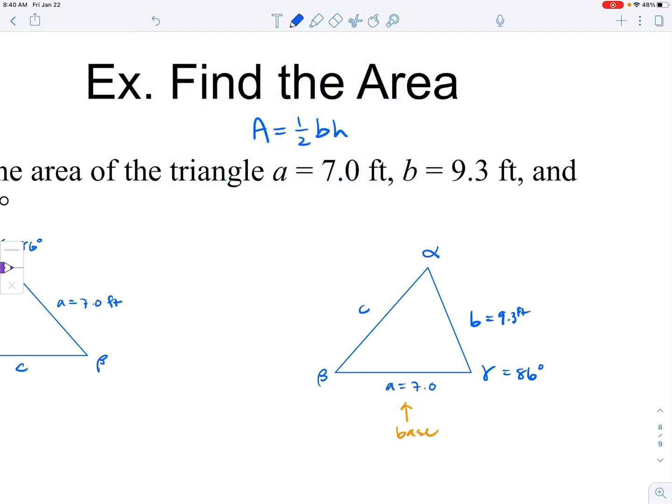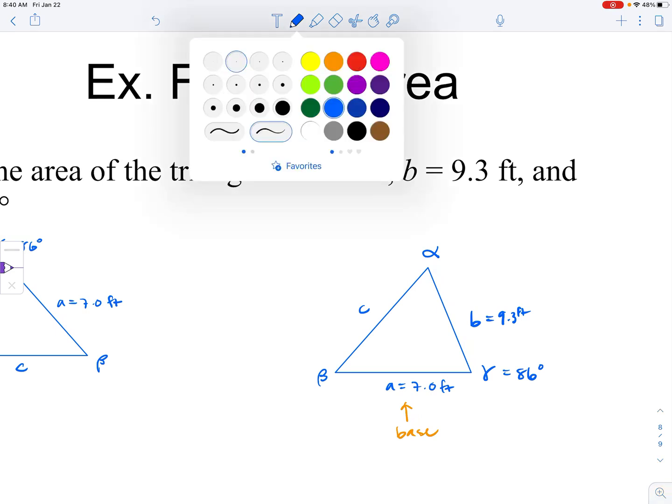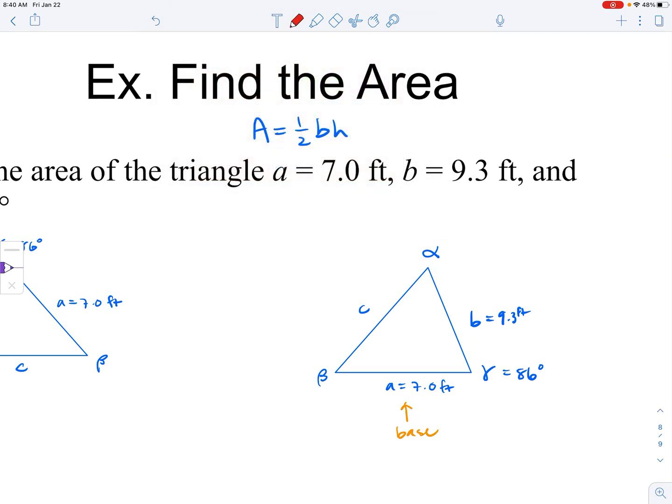So 7 is equal to the base. It's going to bug me that that's not straight. There we go. Okay. Now the height, if side A is the base, the height H would be the length of that line there. Okay. And notice that I've created 2 right triangles.